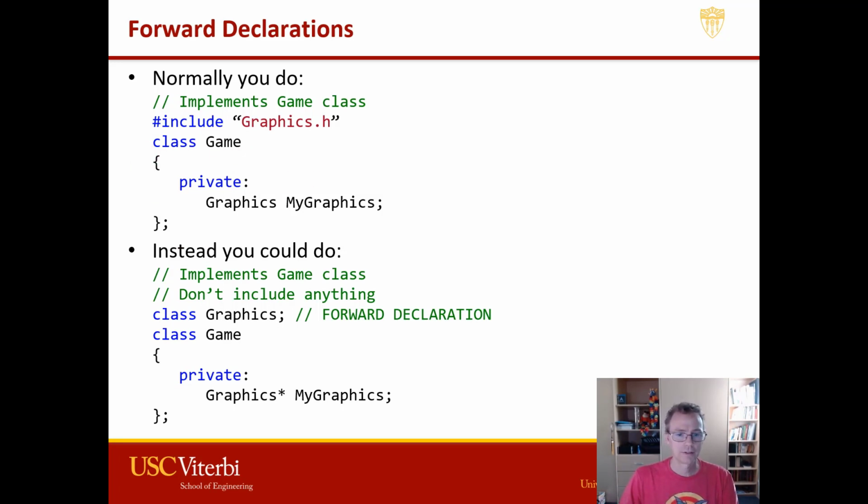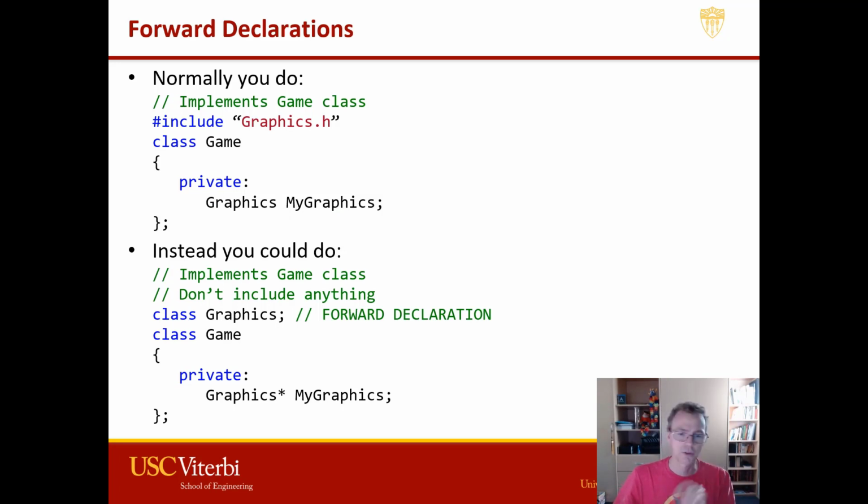You have a class that includes another class as part of it. So because of that, the compiler will need the definition of what a graphics is. A graphics is defined in this other header file. So we're going to have to open that other header file, copy and paste that definition here first so that we know what a graphics is.